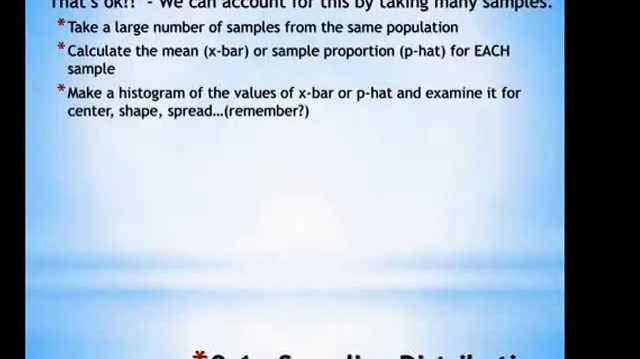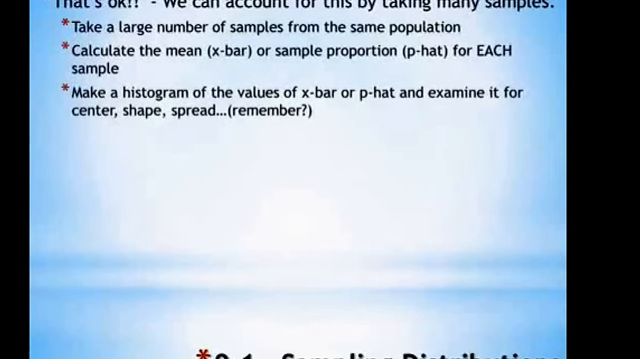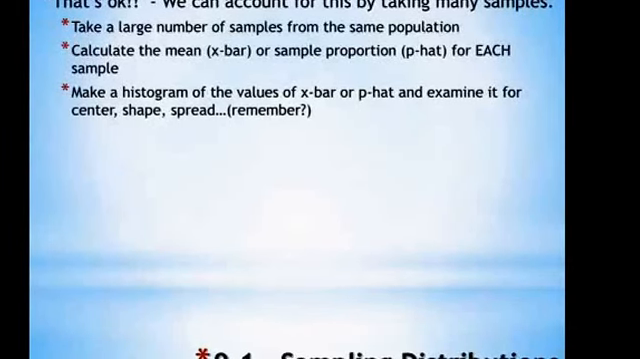We can account for this by taking many samples. So like I said, we're not always going to get the same mean. So the best way to figure out what the parameter of the heights of women in Orlando is, is just taking a whole bunch of samples. We take a large number of samples from the same population. We calculate the mean, or X bar, or a sample proportion, p hat, for each sample, and then we make a histogram of these values of X bar or p hat and examine it for center, shape, and spread.